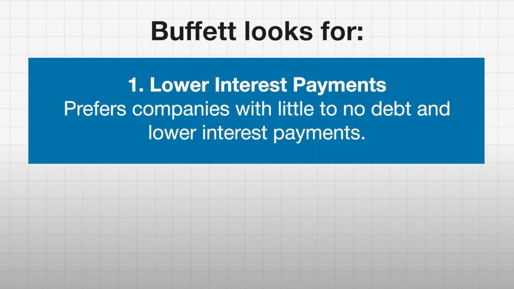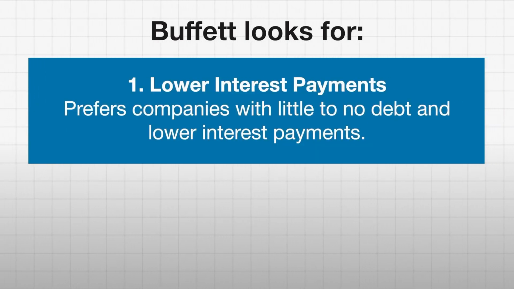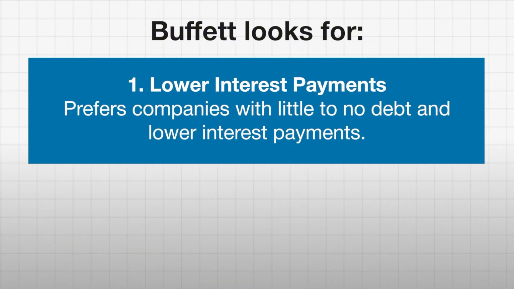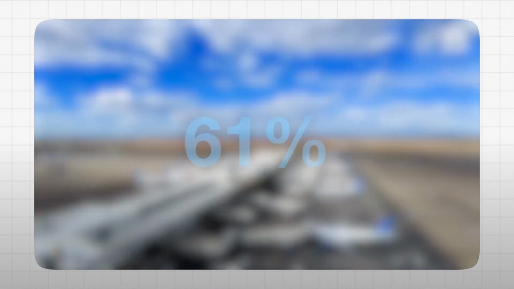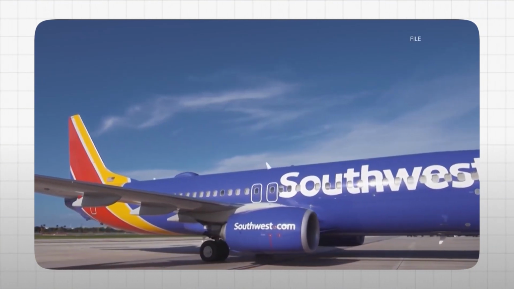Buffett prefers companies with little to no debt and lower interest payments. Companies with high interest expenses have to spend too much of their earnings just paying off debt, which leaves less room for growth. For example, Southwest Airlines pays just 9% of its operating income in interest, while United Airlines pays 61%. Buffett prefers companies like Southwest Airlines that don't rely heavily on debt.